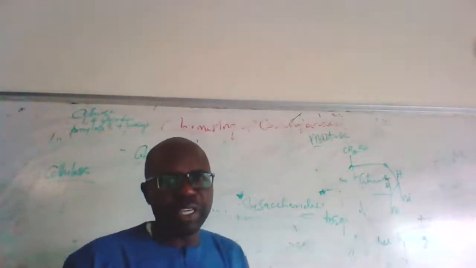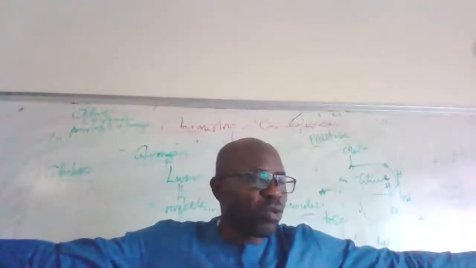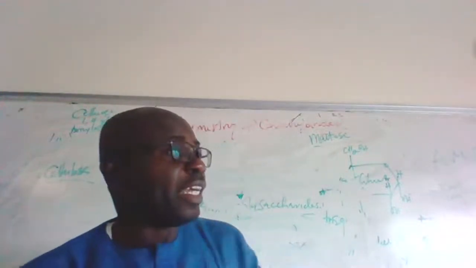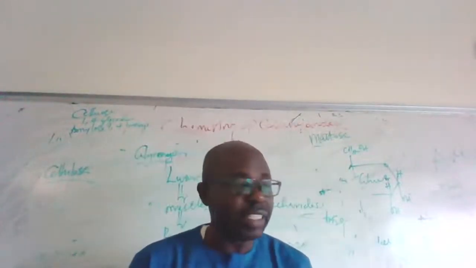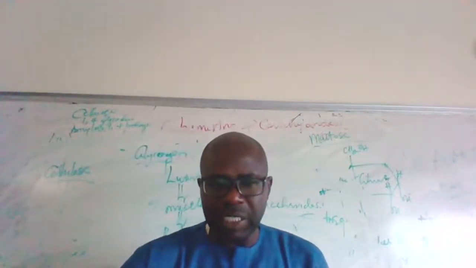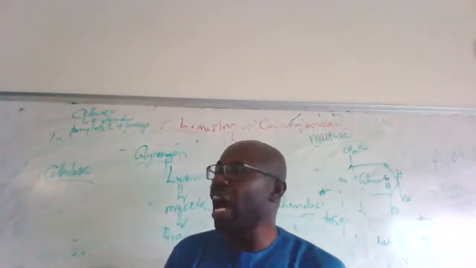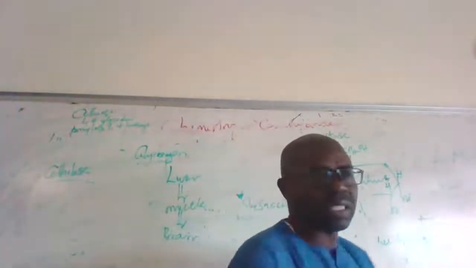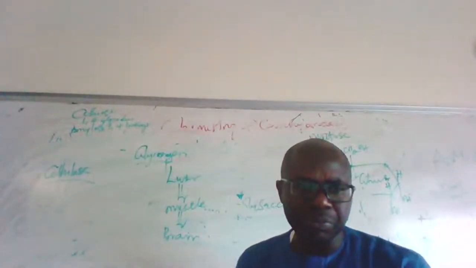Cellulose is the major constituent of plants' cell walls, and it is linked by beta 1,4 glycosidic linkage. Importantly, humans don't have the enzyme cellulase that will digest cellulose in our body.